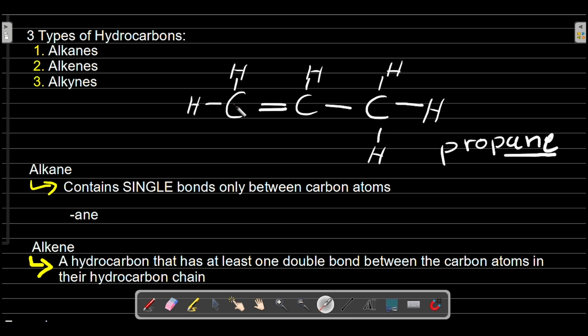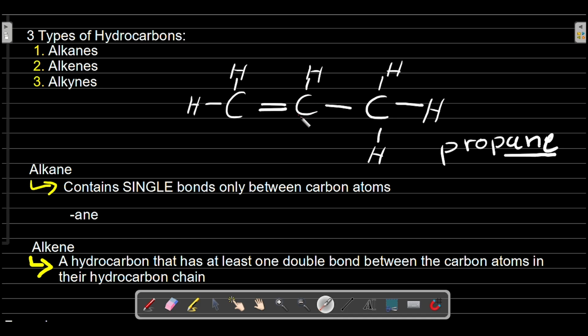So instead of it having 1, 2, 3 hydrogens, it would have 2 hydrogens to fill up those 4 bonds. And this one would have 1 hydrogen to fill up the 1, 2, 3, 4 bonds, because it has this carbon with a double bond and this carbon with a single bond. So there's only one space for hydrogen to fit into this molecule here.